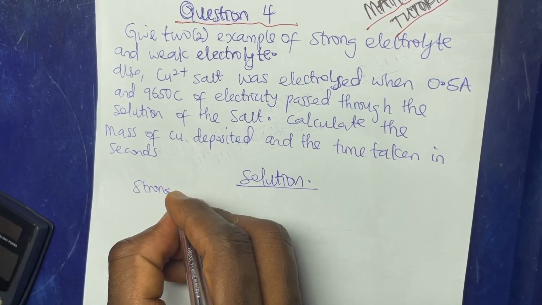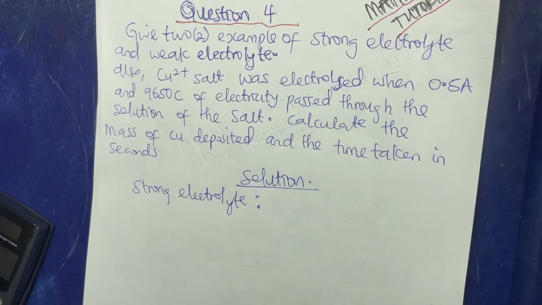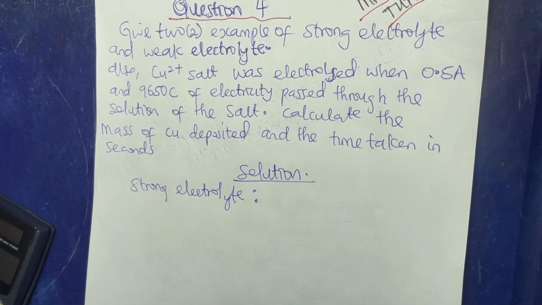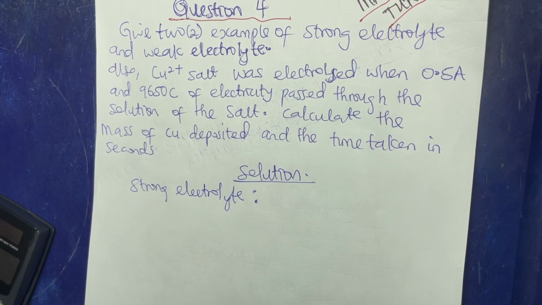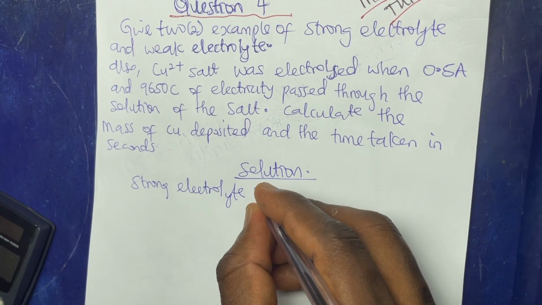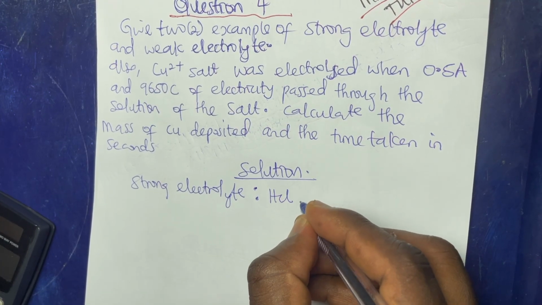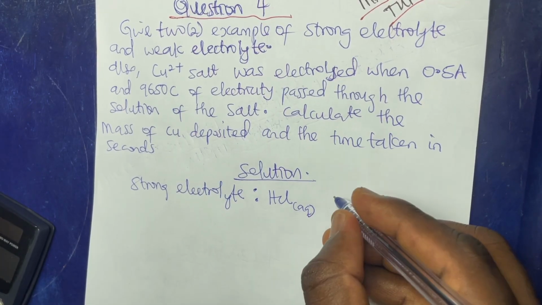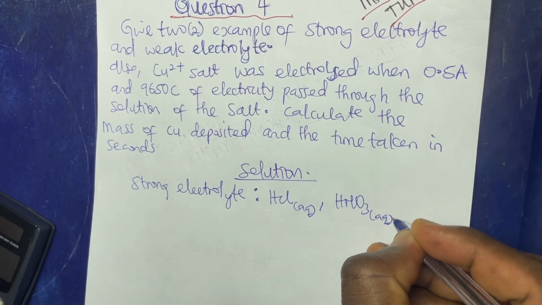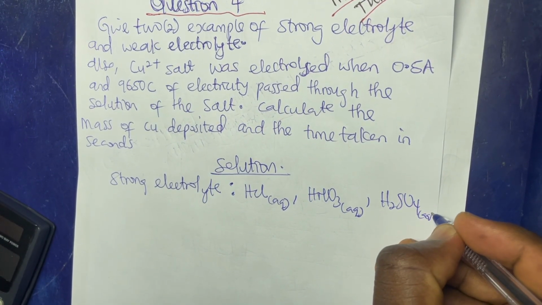Now strong electrolytes, let me just give you one hint. Strong electrolytes are all strong acids, all strong bases, and some particular salts. Such as strong acid HCl in aqueous state, HNO3 in aqueous state, and also H2SO4 in aqueous state.